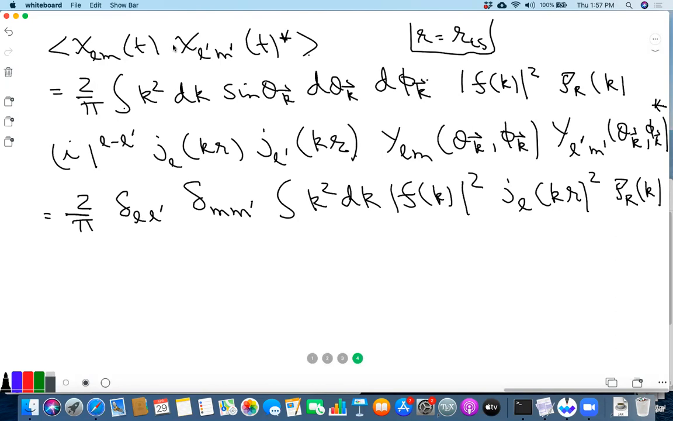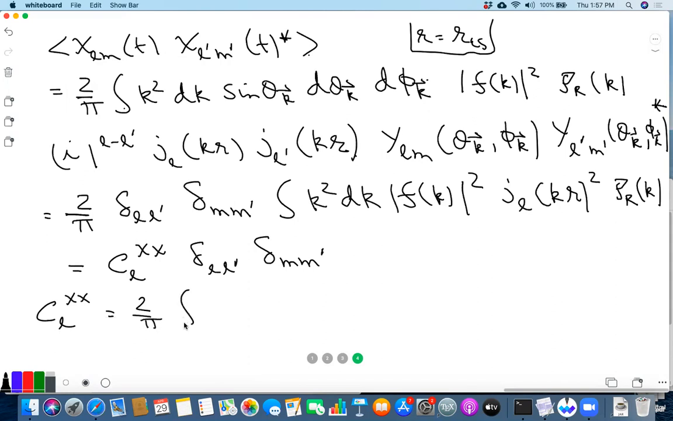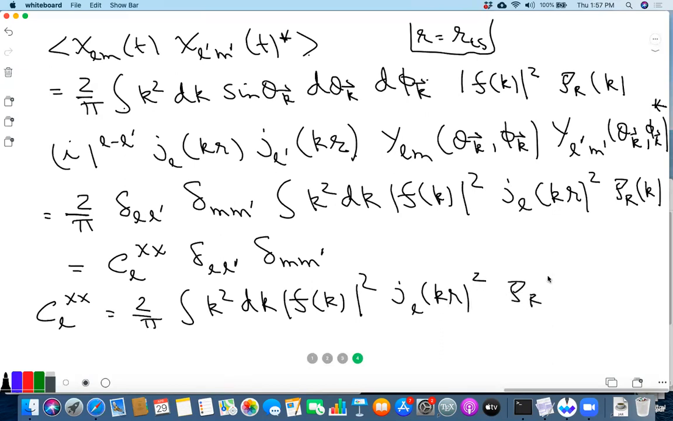So this one is calculated directly. Let me write this as C_L chi delta_LL' delta_MM', where C_L chi is 2 over pi times the integral above. So this can be experimentally measured.